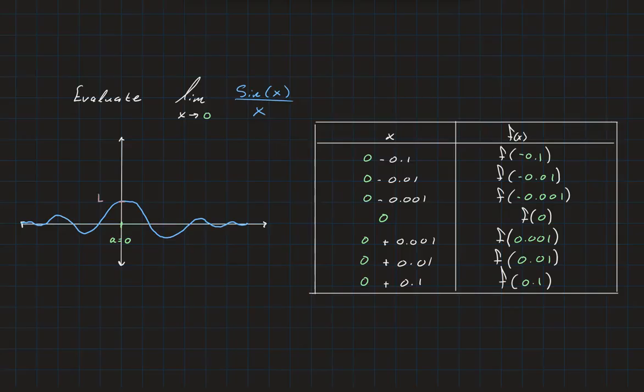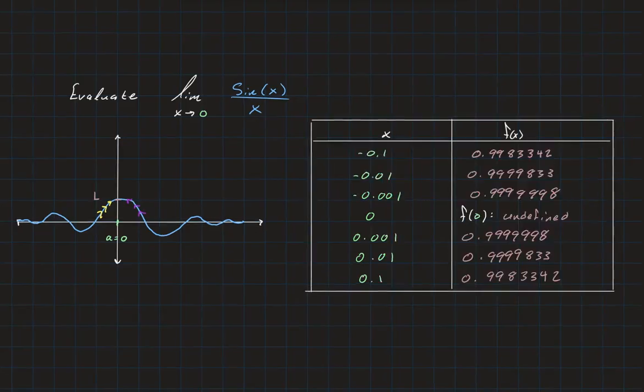So again, we're going to approach from the left, and we're going to approach from the right, using this table of values and see what we get. So let me replace all of these values in our table. Once again, this part of the table represents approaching from the left, and this part of the table represents approaching from the right.